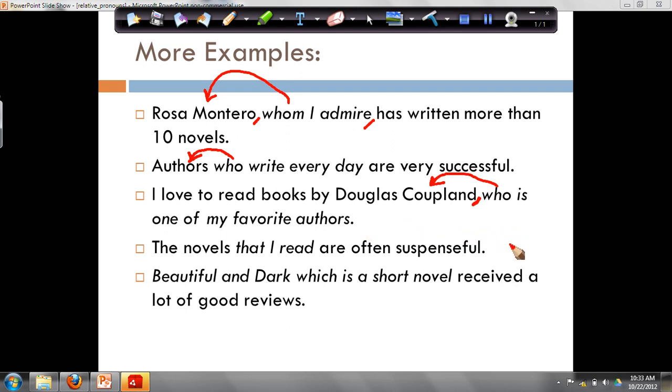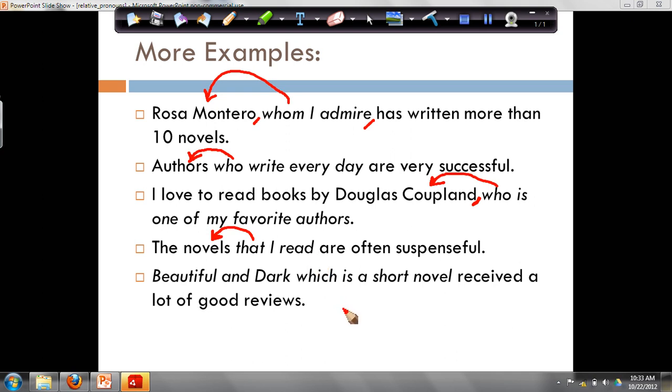Next one, the novels that I read are often suspenseful. We find our relative pronoun, it's that. We already know that generally with that we do not use commas, so we don't need to use commas here. We can point out that that is referring to a general noun. So if we're using that correctly, we'll be referring to a general noun. So we need the information in the dependent clause for the meaning of the sentence, so we do not use commas.